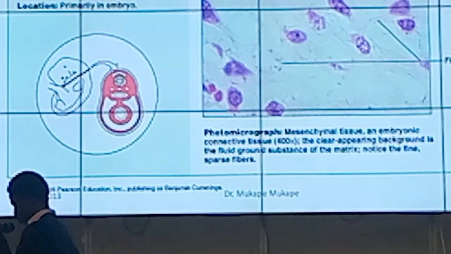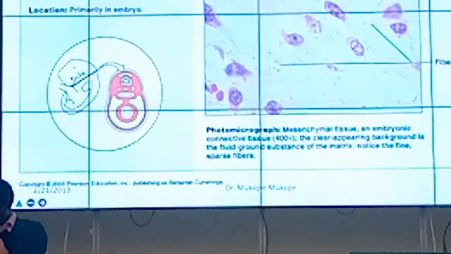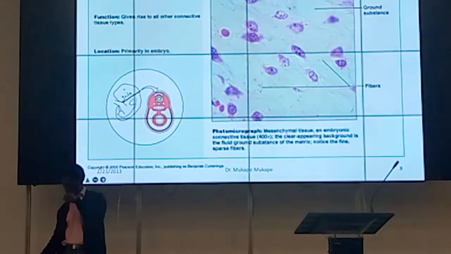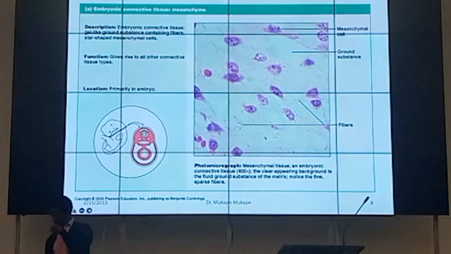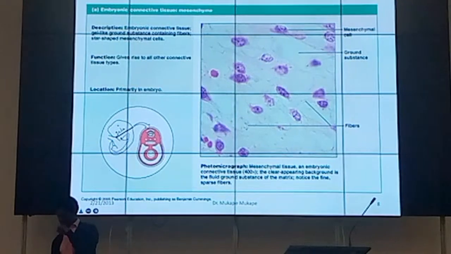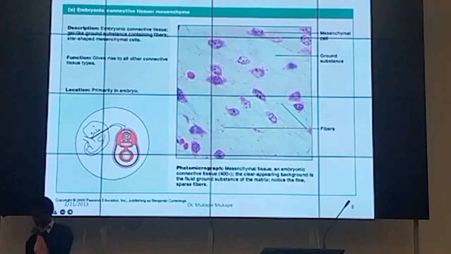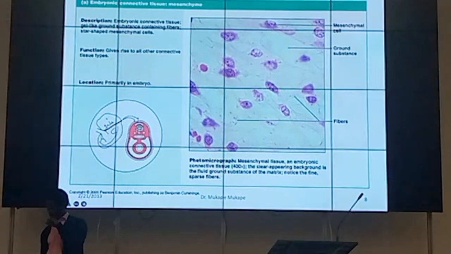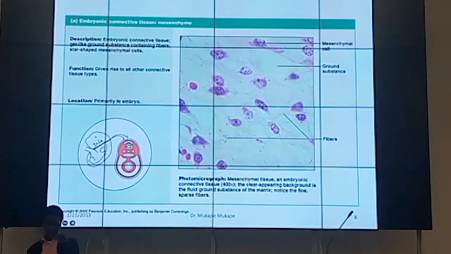So we can see these various cells, mesenchymal cells. We can see the ground substance. And there is an embryo here. A section has been cut to illustrate the embryo. So primarily the location is in the embryo.